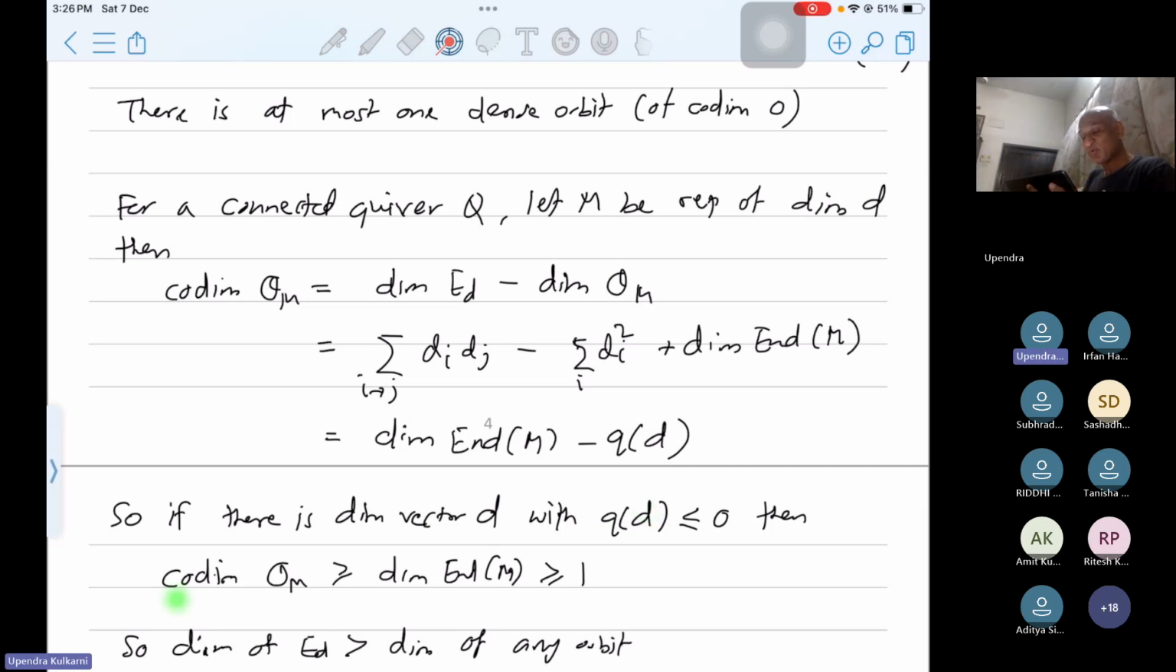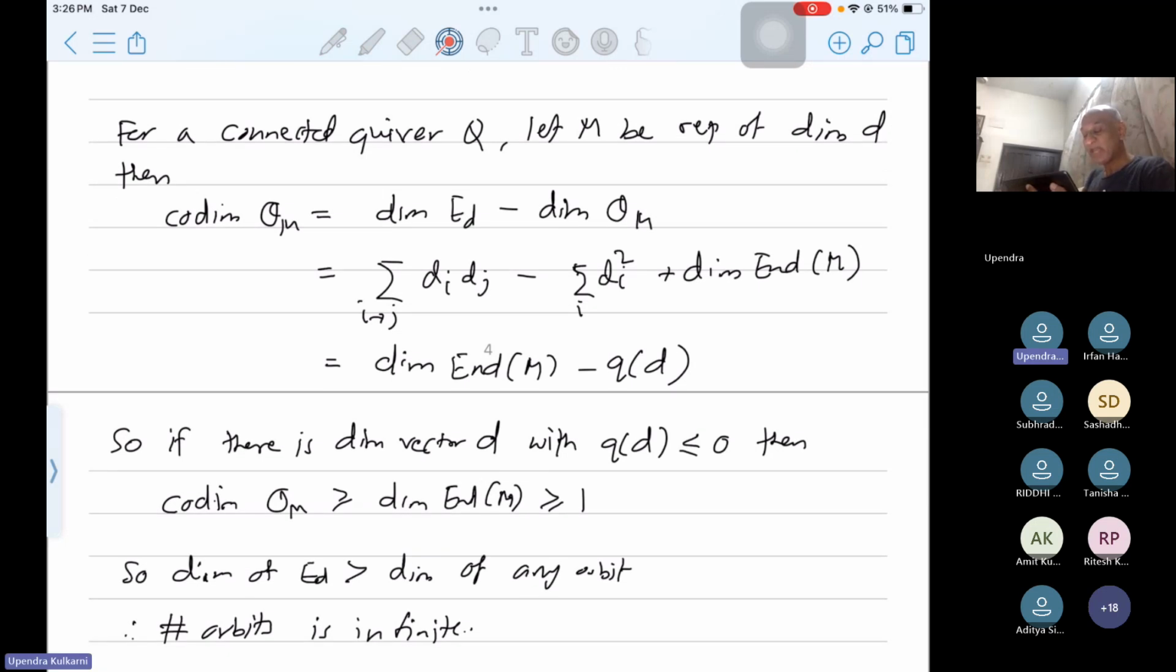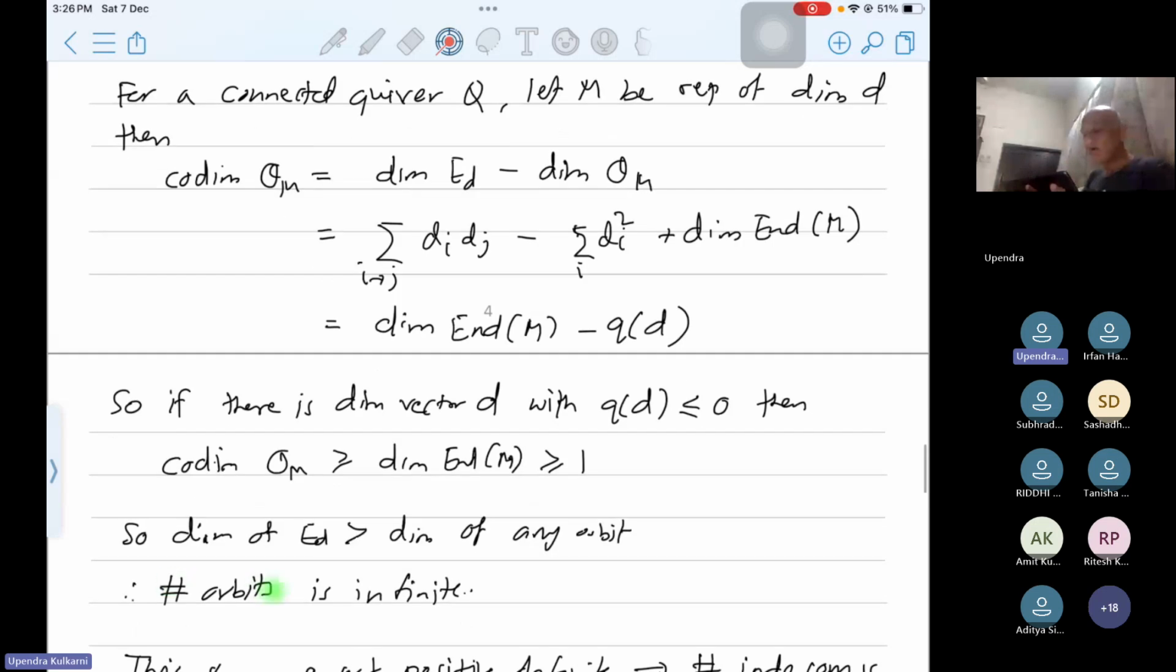Then what happens to the codimension? See, this is this. So if I get something where this is 0, then the codimension is the dimension of the endomorphisms, which is at least 1. So the dimension of the ambient space is strictly bigger than the dimension of any orbit for this particular dimension vector D. And that means that the number of orbits for this dimension vector D is infinite.